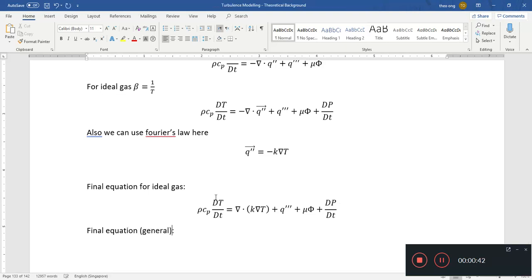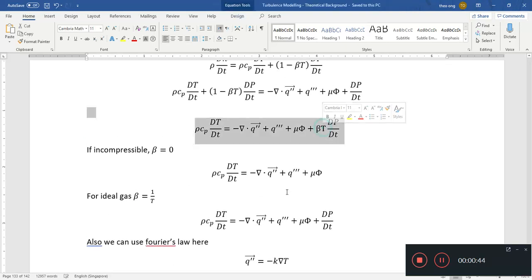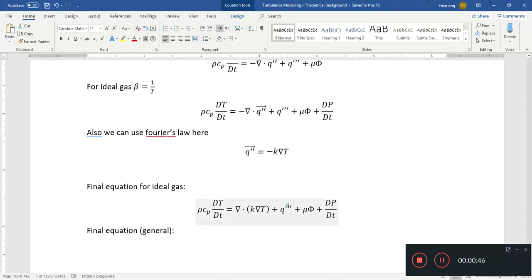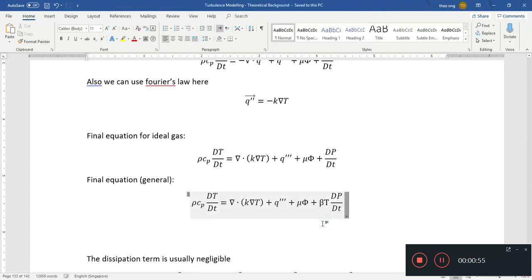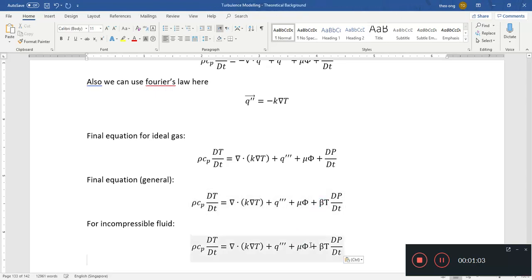The real, general one is like so. It will have the beta T in front, and that is what it should look like. Beta T here, and if we take an incompressible fluid, we will get this kind of a relation.